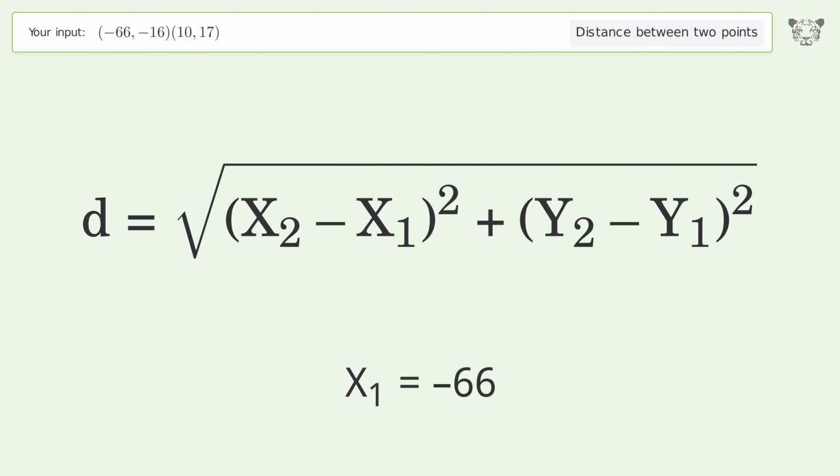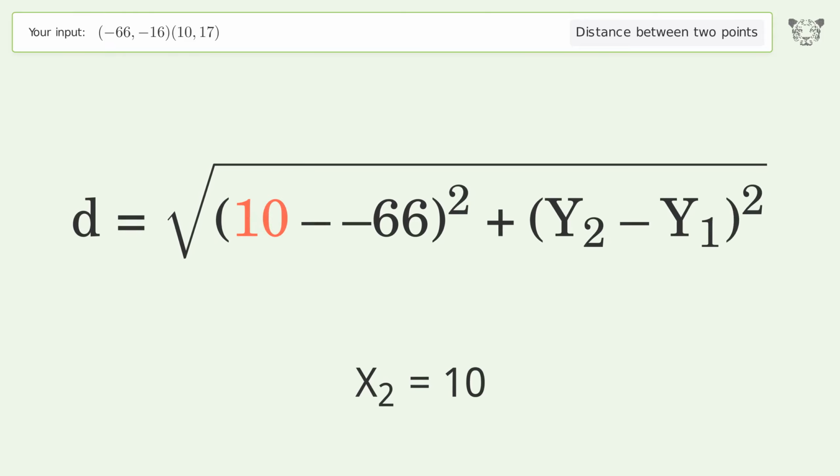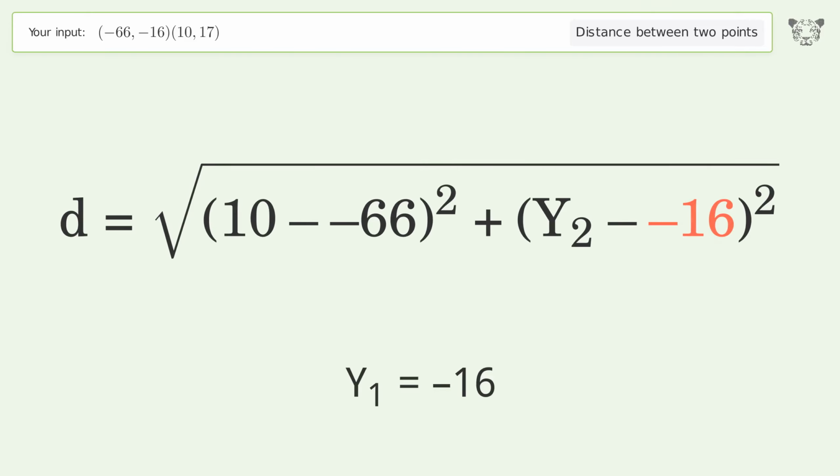x1 equals -66. x2 equals 10. y1 equals -16. y2 equals 17.